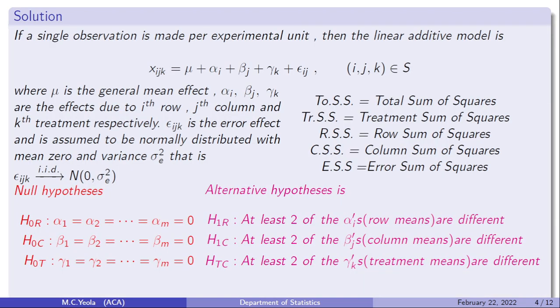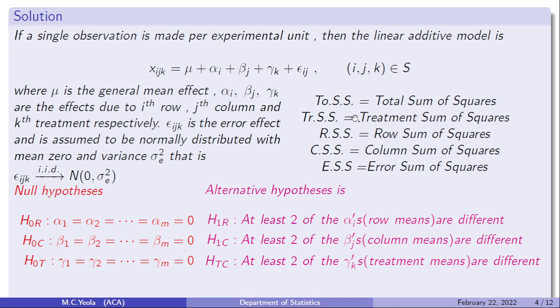So here, if a single observation is made per experimental unit, then the linear additive model is xijk equal to mu plus alpha i plus beta j plus gamma k plus epsilon ijk, where ijk belongs to S, where mu is the general mean effect, alpha i, beta j, gamma k are the effects due to ith row, jth column and kth treatment respectively. Epsilon ijk is the error effect and is assumed to be normally distributed with mean 0 and variance sigma square, that is epsilon ijk follows normal 0, sigma square, IID.